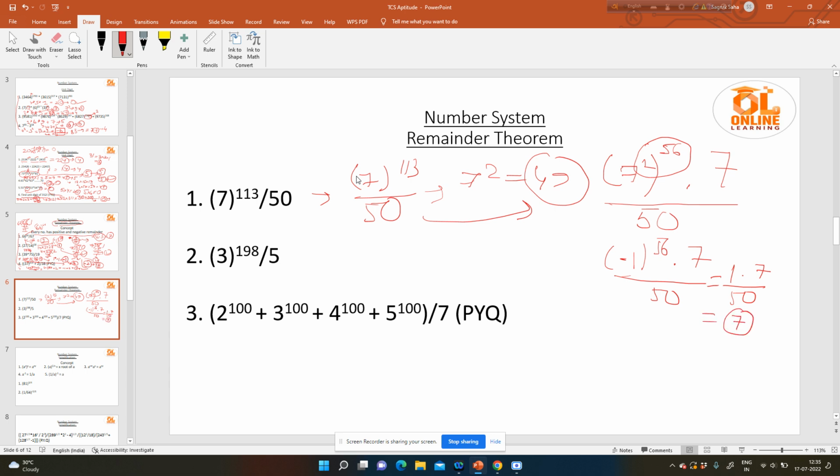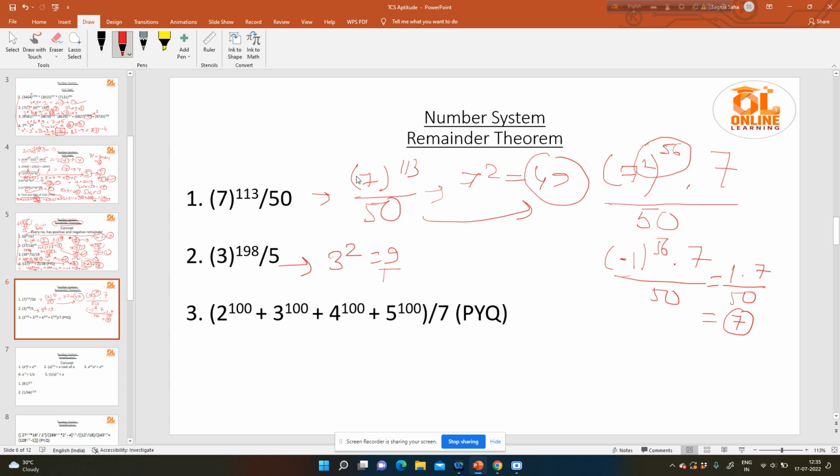Okay, hope you have understood. Now it is given 3 to the power 198 by 5. So we have to find some power of 3 that will be close to a multiple of 5. Now if we think, 3 square is 9. So think, 5 into 2 is 10.